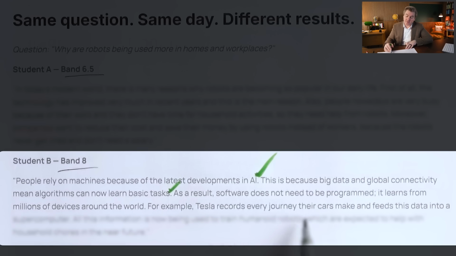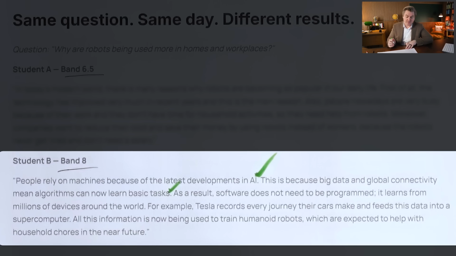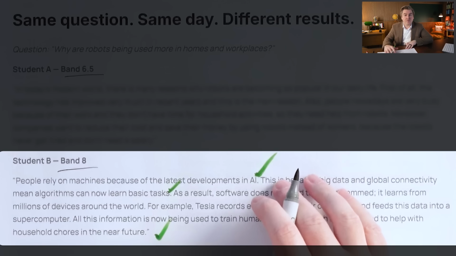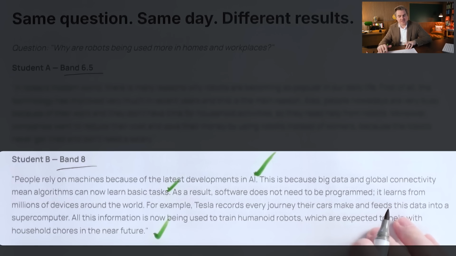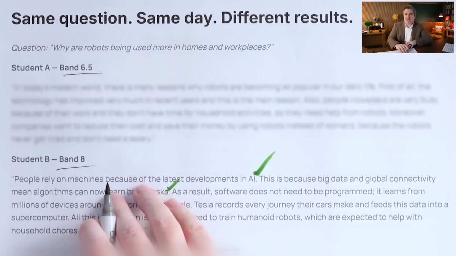For example, Tesla records every journey their car makes and feeds this data into a supercomputer. Okay, how does that work? All this information is now being used to train humanoid robots, which are expected to help with household chores in the near future. Okay, I fully understand that. I don't have to agree with it, but I can't say that this student isn't being reasonable and giving reasons, giving evidence as to why this is happening.